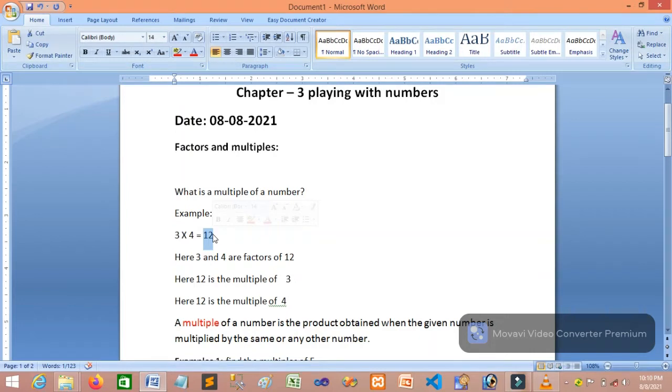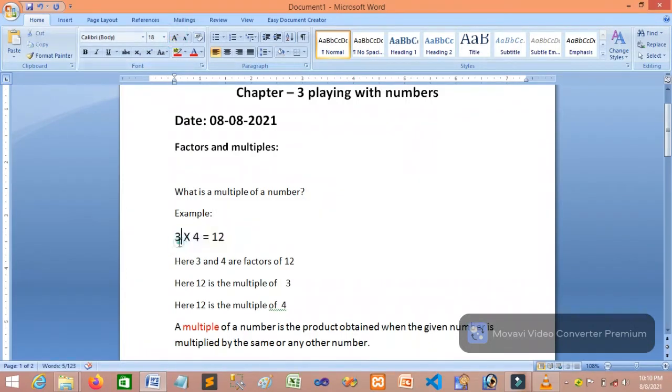What is a multiple? Here I am taking the example 3 multiplied by 4. 3 and 4 both are factors, but 12 is the multiple, because when we multiply 4 and 3 we get the product. That product we call a multiple. So in this case 3 and 4 are the factors of 12. Here 12 is the multiple of 3.